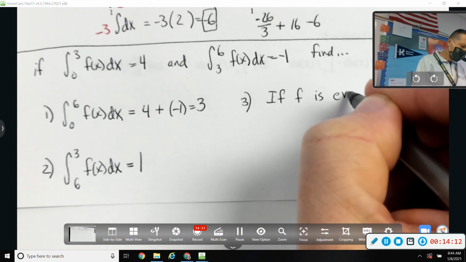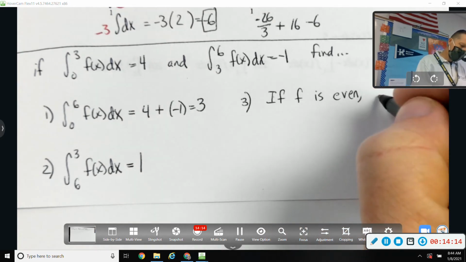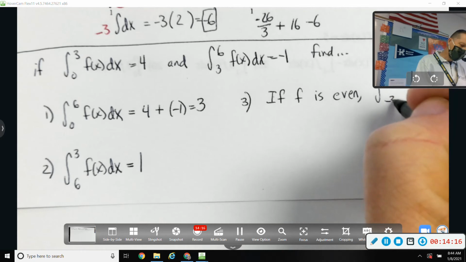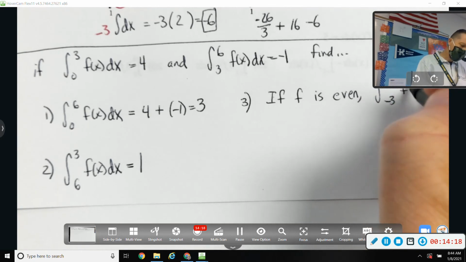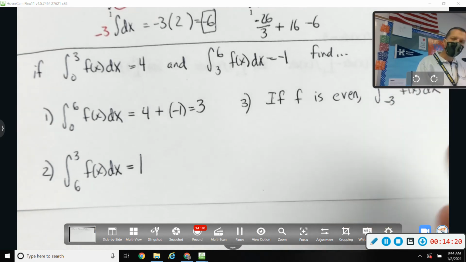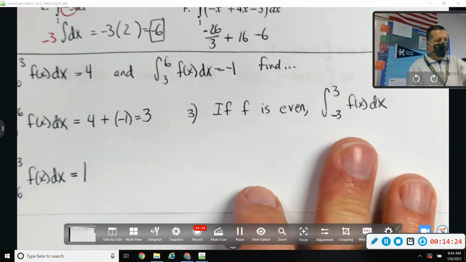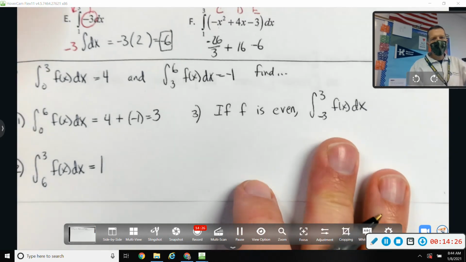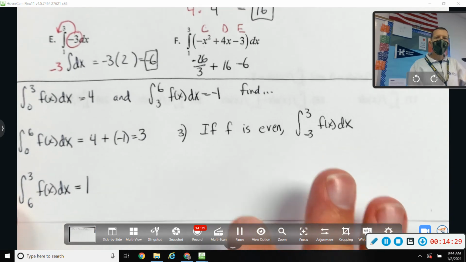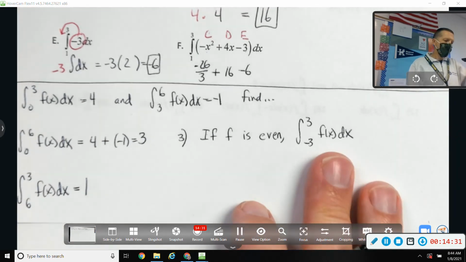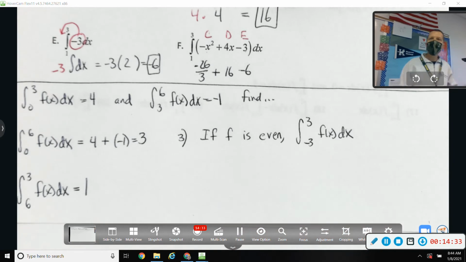If f is even, then find the integral from negative 3 to 3 of f of x dx. F is even. What does even mean? In terms of the graph, in terms of symmetry. Anybody remember what an even function looks like?